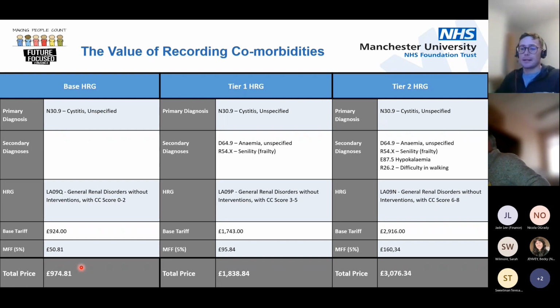So it's not an exercise in finding additional money. It's about unrealised income. It always cost this much, but we could only achieve this much if the information wasn't available for coders.